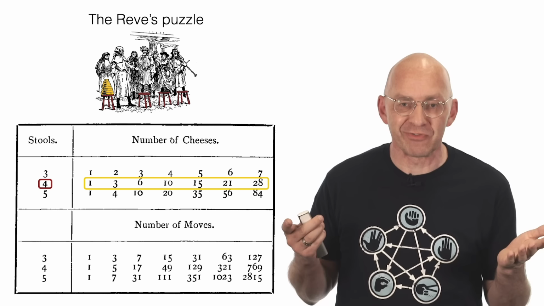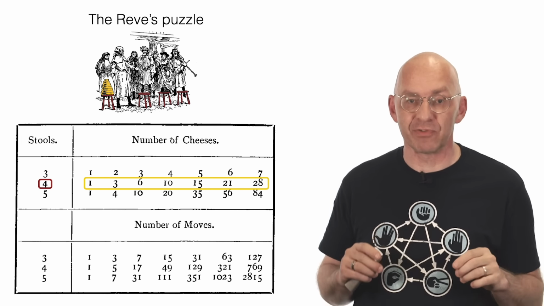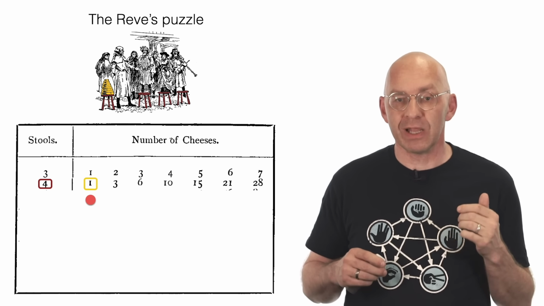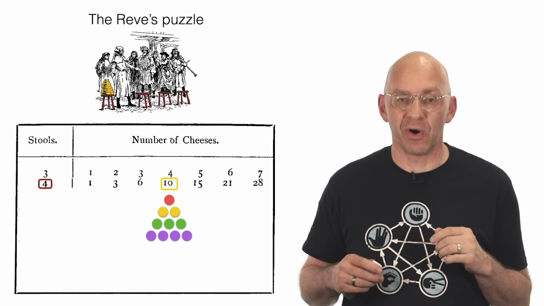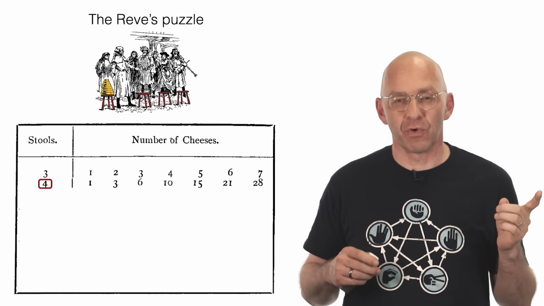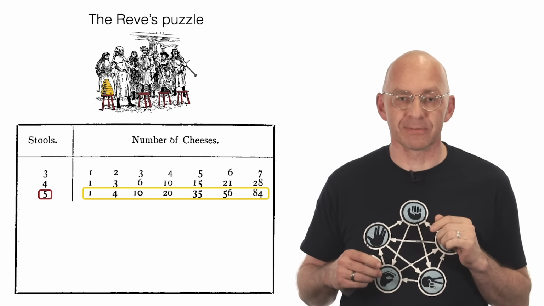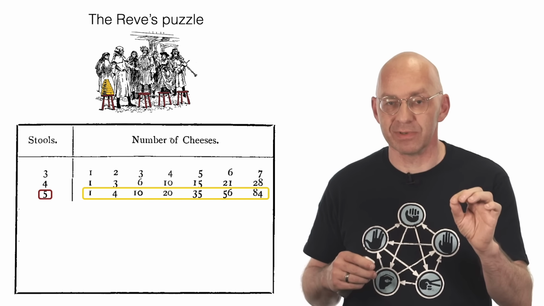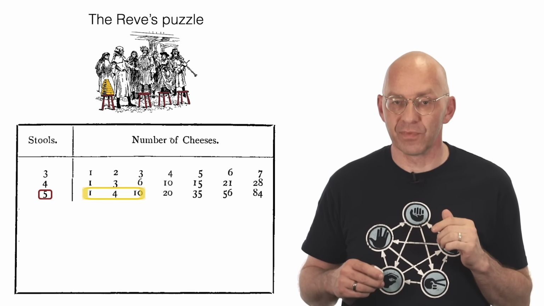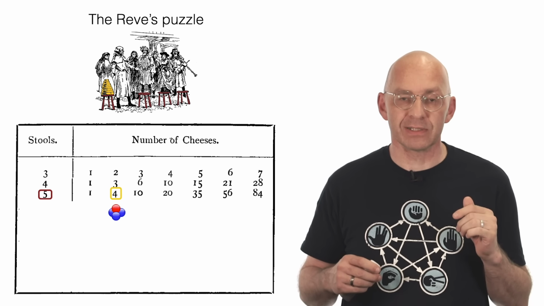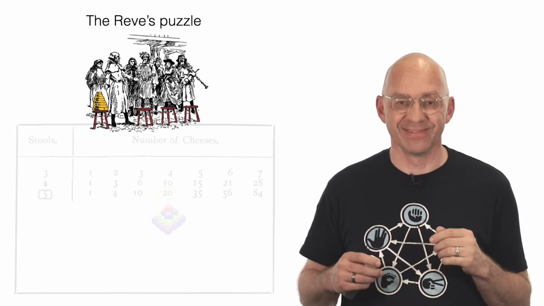Well, the regulars among you will recognize these numbers straight away. These are just the triangular numbers. Numbers that can be written in the form 1, plus 2 is 3, plus 3 is 6, plus 4 is 10, and so on. For 5 stools, the numbers Dudeney considers are these numbers of cheeses. These are the so-called tetrahedral numbers, the numbers you get when you add the triangular numbers. 1, plus 3 is 4, plus 6 is 10, plus 10 is 20.